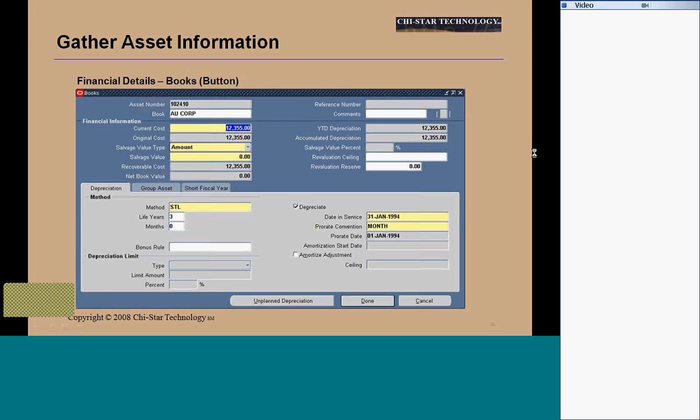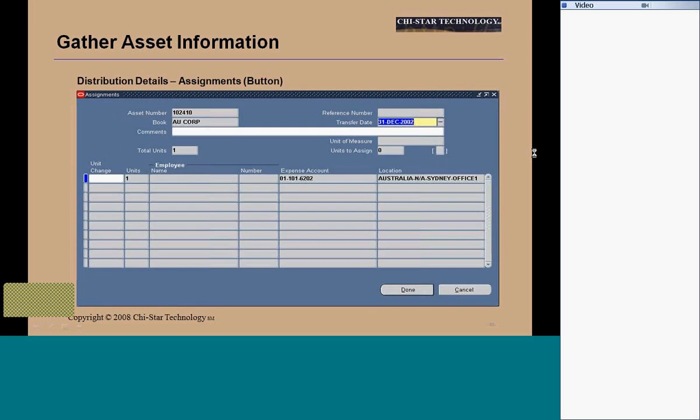Also, I need to know what the method and life are, so when the decision needs to be made for how to financially bring this asset over to the new books and what to do with the life, I have all the relevant information financially from the existing books so I can make those decisions. I'll also gather the distribution information.